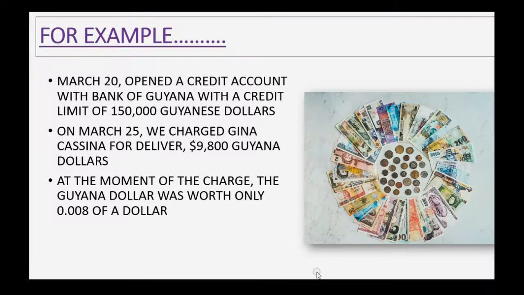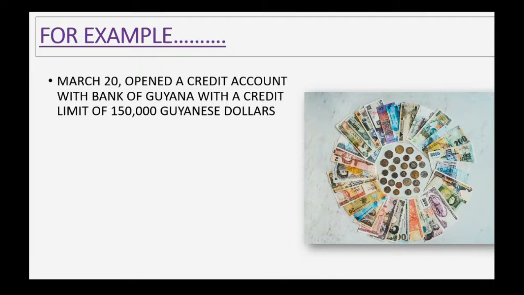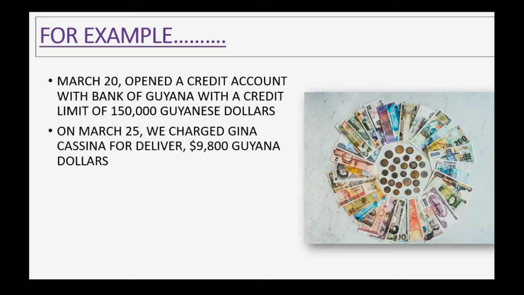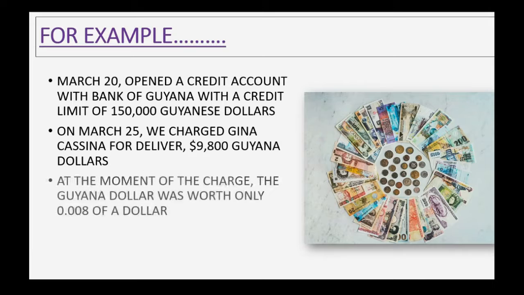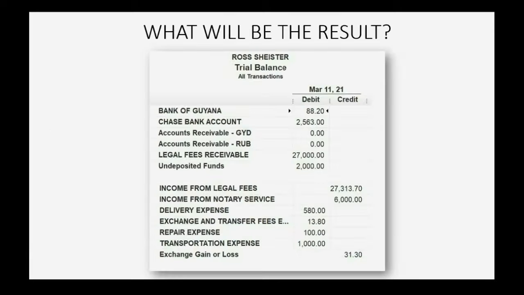So now let's imagine on March 25th, we charged Gina Casina for a delivery, and we charged 9,800 Guyana dollars on March 25th. And let's imagine at the moment we charged on March 25th, the Guyana dollar was worth only 0.008 of a dollar. Well, what will be the result?